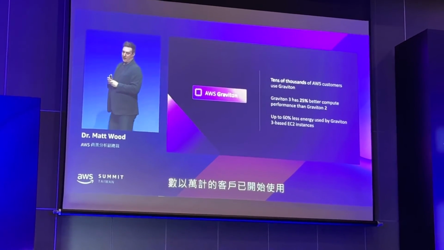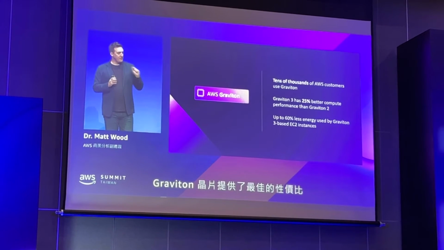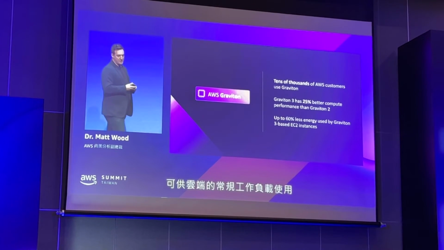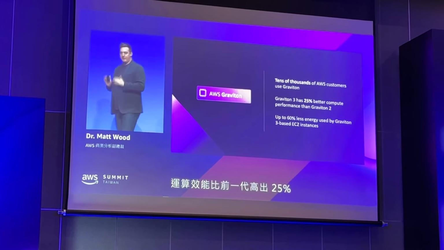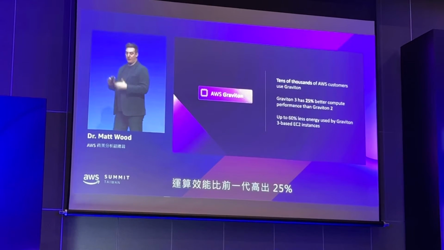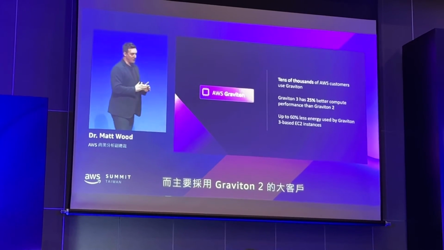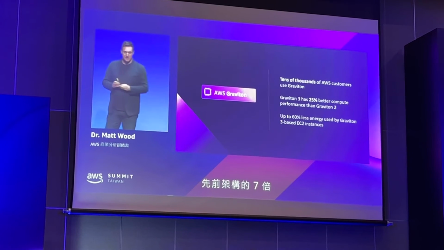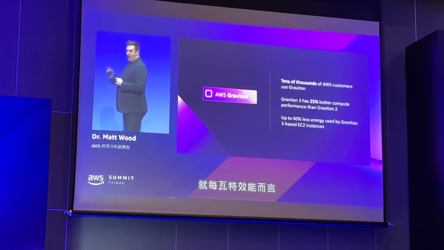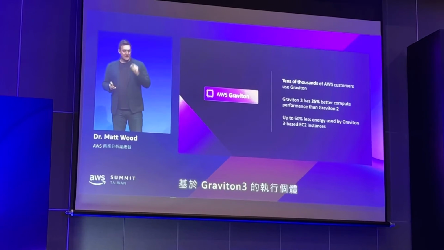It's incredibly efficient and it's incredibly high power. It provides the best price performance for general purpose workloads in the cloud. And the latest generation, Graviton 3, has 25% better compute performance than Graviton 2. And large customers that have largely adopted Graviton 2 were already seeing 7x performance benefits over their previous architectures. So these things just fly. And in price per watt, they are much more efficient than any other processor. About 60% less energy utilization on Graviton 3 based EC2 instances.